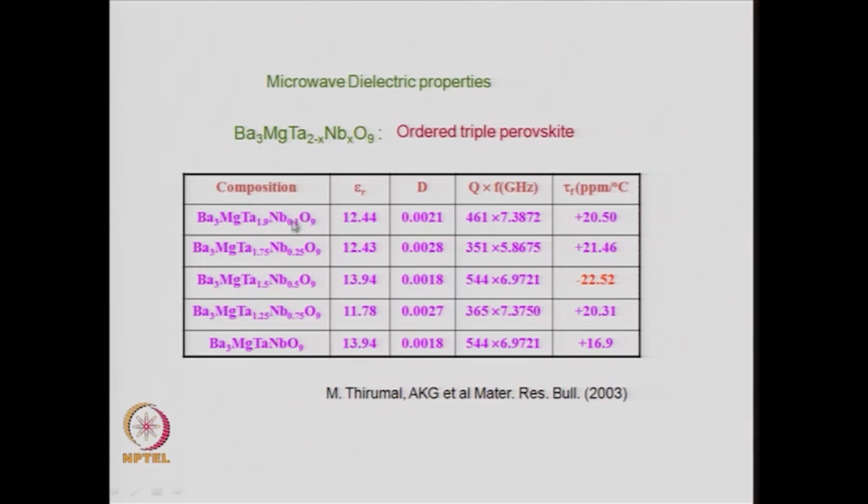So, the formula changes with those changes in tantalum and niobium, but all of them show a dielectric constant of around 12 to 13 or 14, the loss of around 10 to the power minus 3 or 2 into 10 to the power minus 3, and the temperature coefficient of resonant frequency is varying between minus 22 to plus 21.46. Now, one good thing is that this microwave dielectric property is a bulk property.